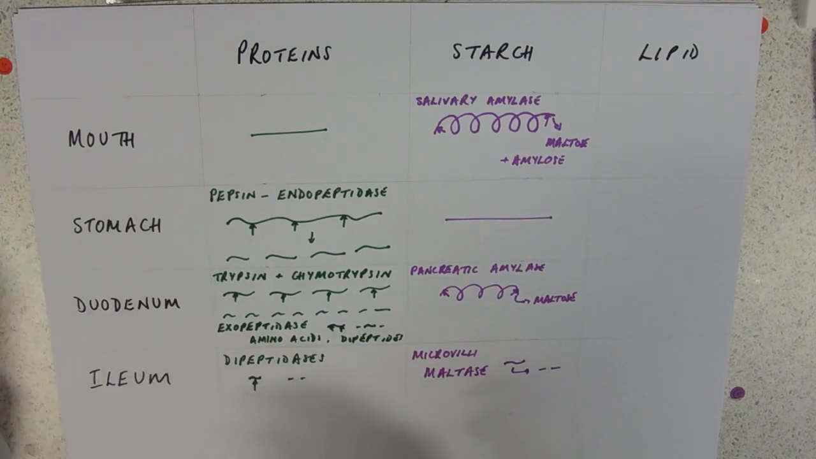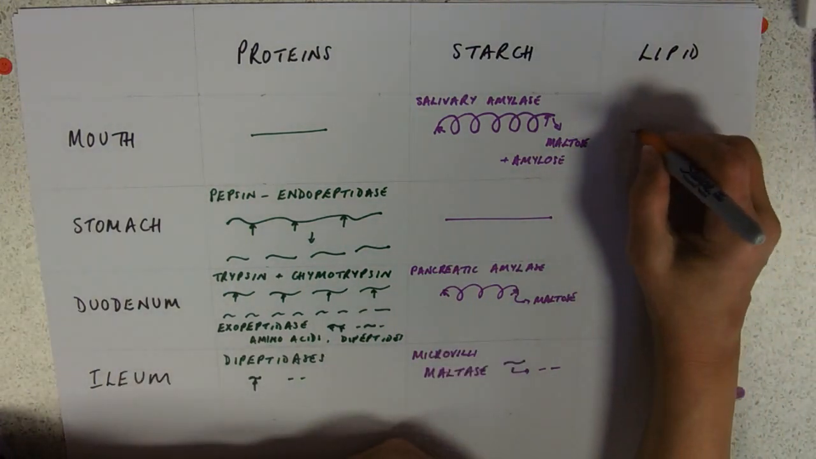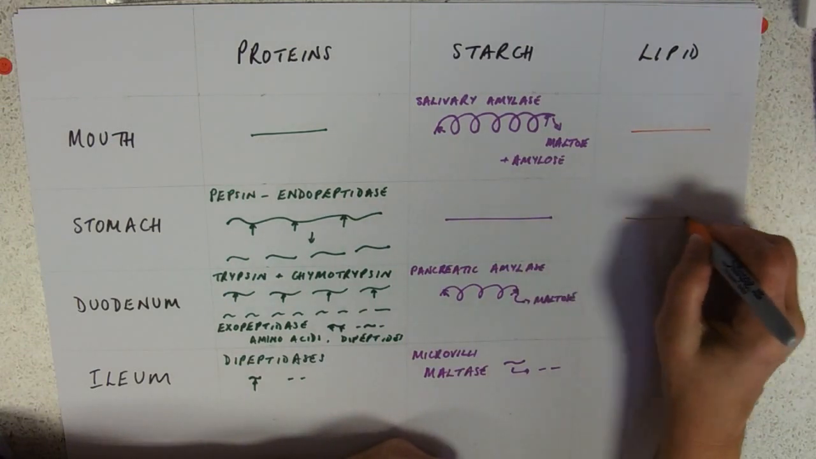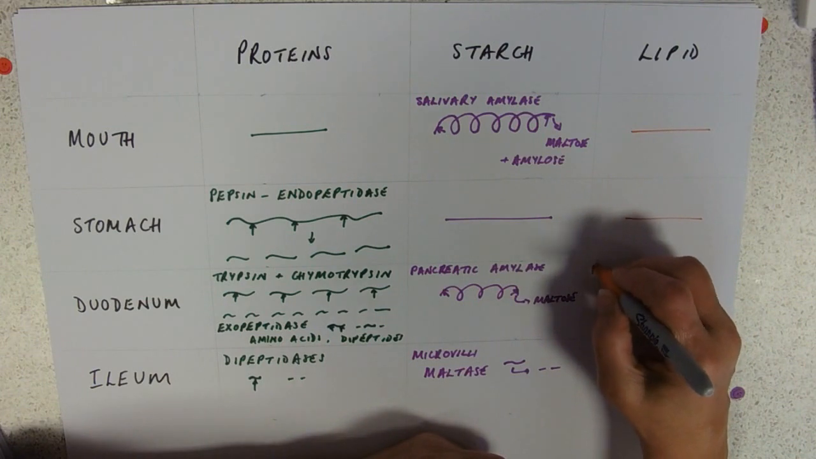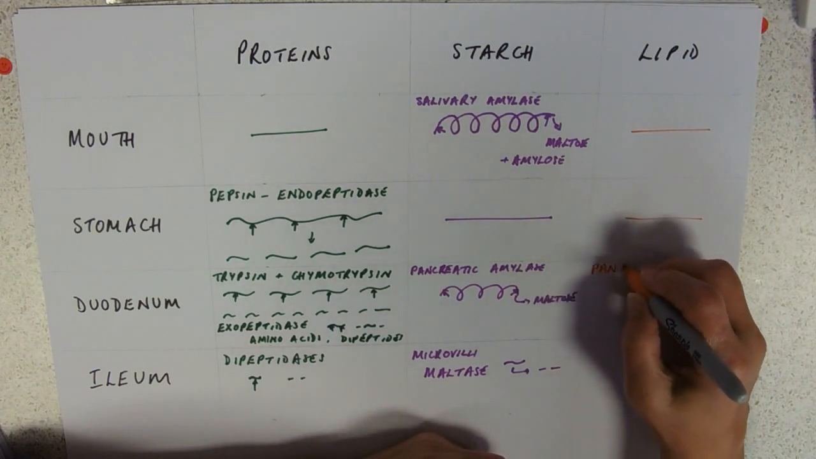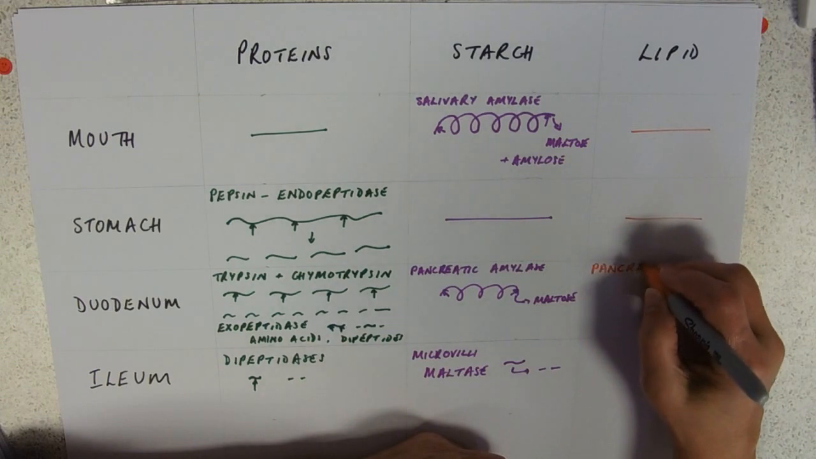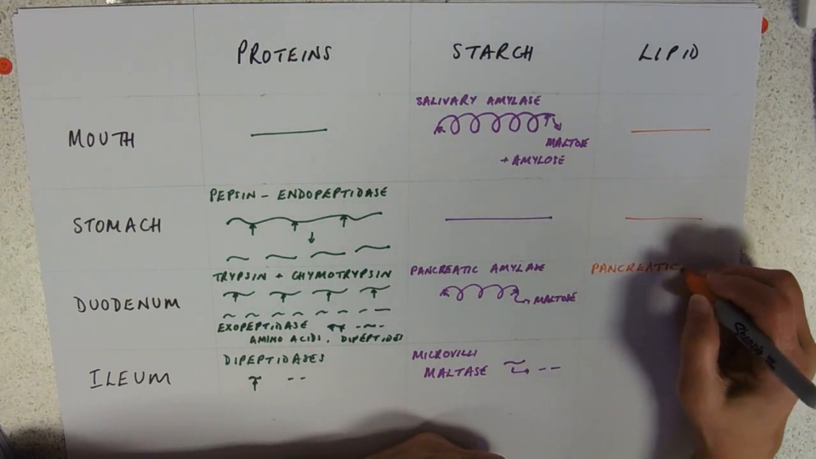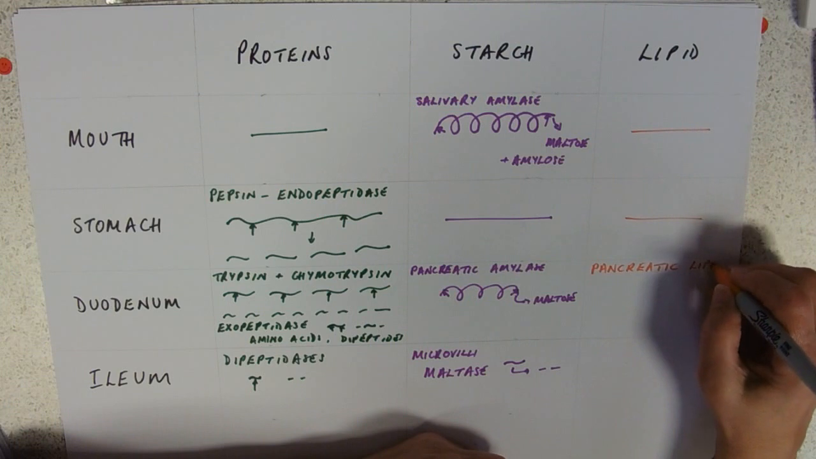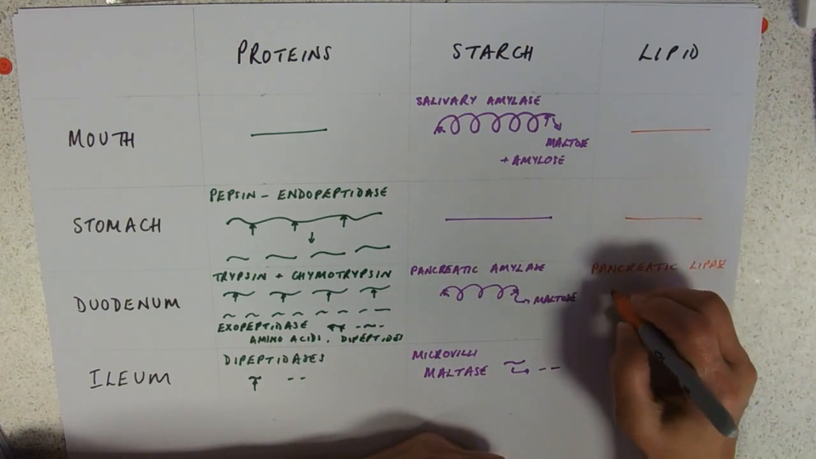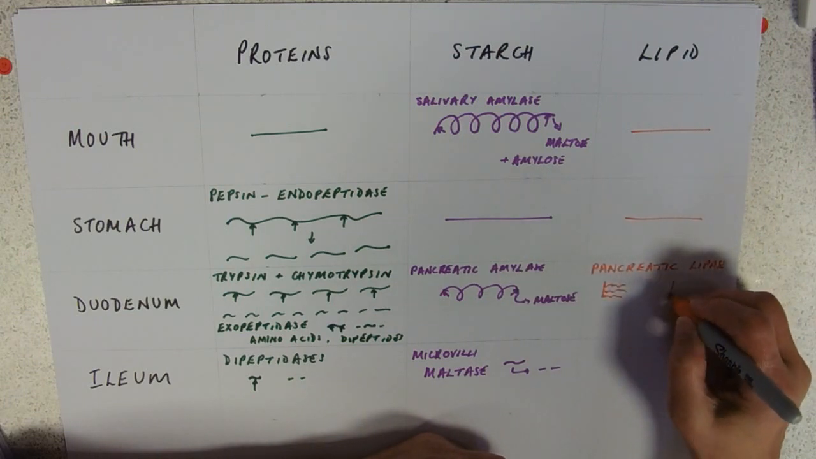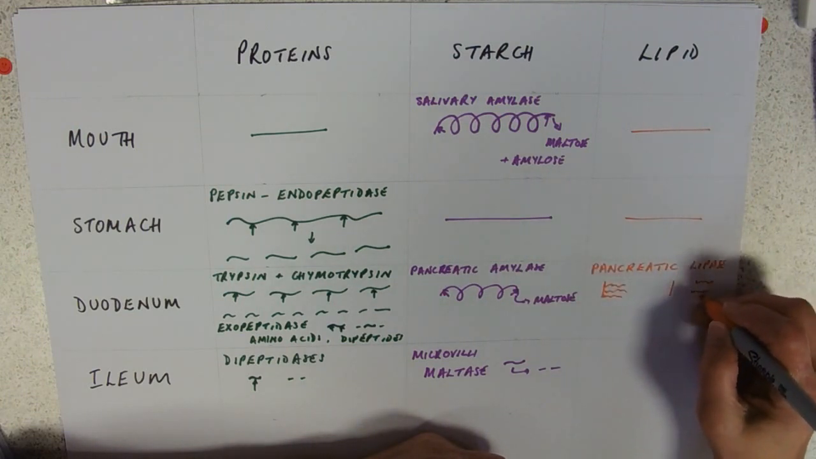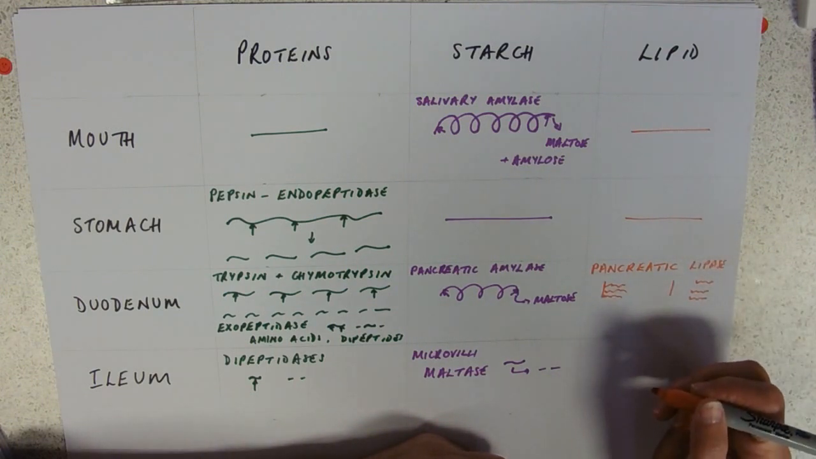We're going to finish off with lipids. Lipids, dead easy. What happens to it in the mouth? Absolutely nothing. What happens to it in the stomach? Absolutely nothing. And then in the duodenum, so you can see why I love the duodenum so much, we've got pancreatic lipase, and that's going to break down the lipid into glycerol and 3 fatty acids.